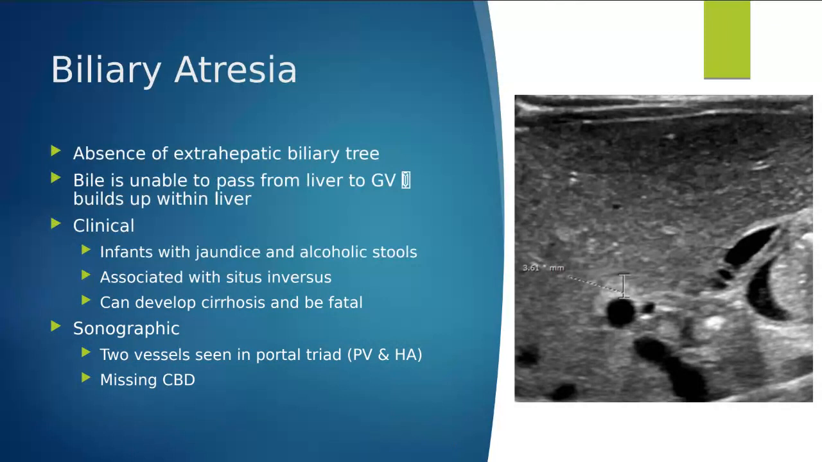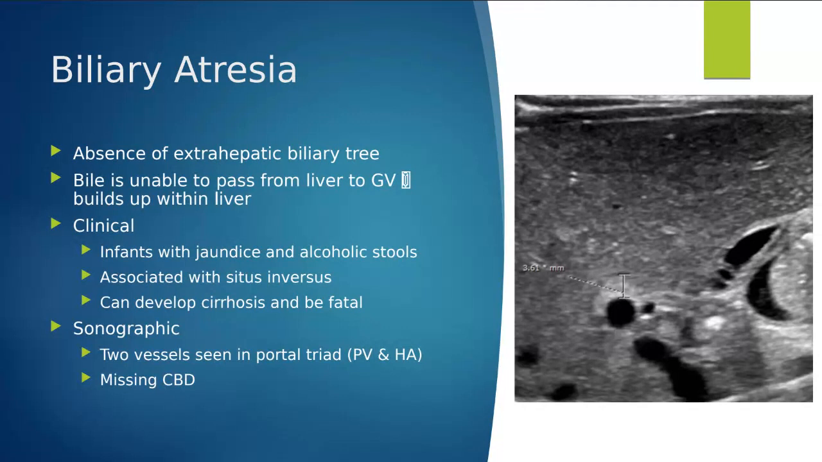Next, we have biliary atresia. This is something that is more of a fetal condition. So this is something that we want to be aware of when we are scanning babies or newborns. This is the absence of the extrahepatic biliary tree. So we don't have a gallbladder, or we have a gallbladder but we don't have a cystic duct, or we don't have a common hepatic duct, and therefore we don't have a CBD. So we're missing some component of the extrahepatic biliary tree, if not all of it.